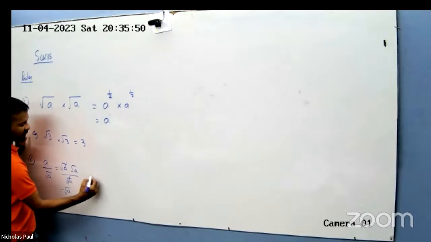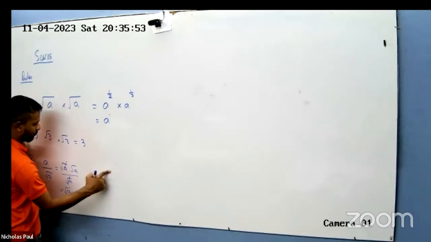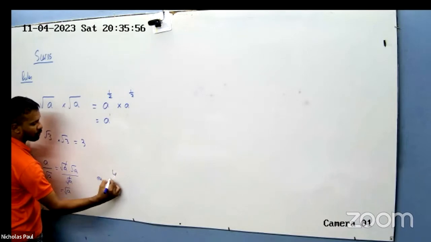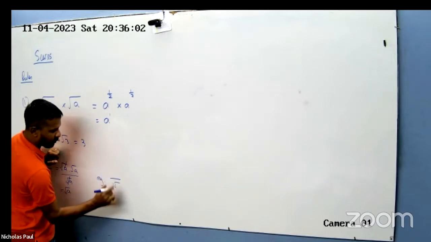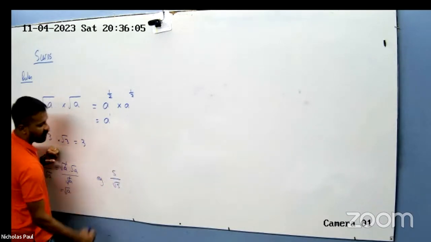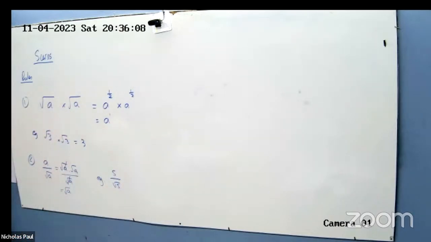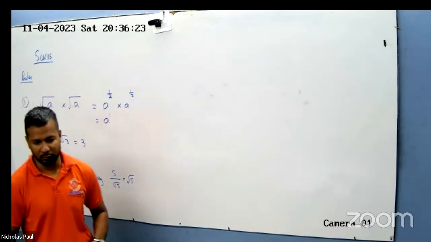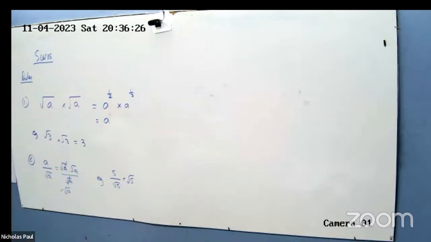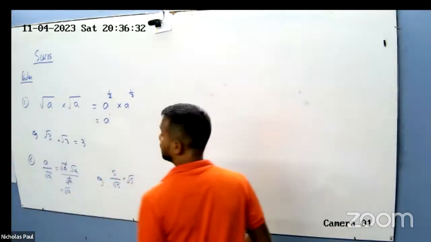So a on root a is root a. If I give you an example like 4 over the square root of 4, that's not a surd, I don't like to use 4. What about 5 over the square root of 5? Casio people, you'll be able to work it out on your calculator, but learn to work it out by hand.